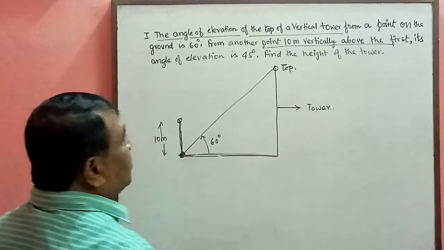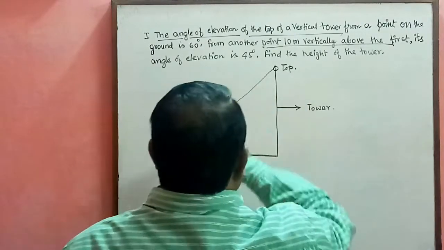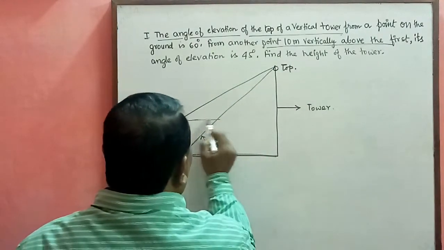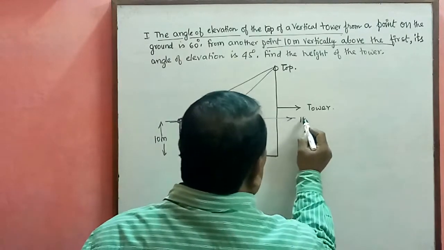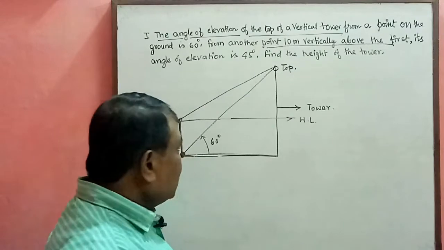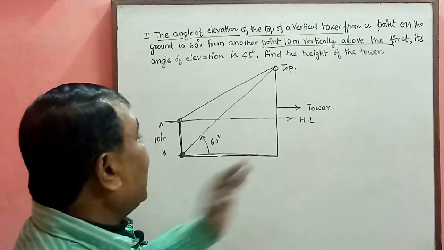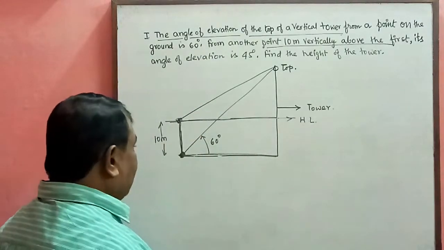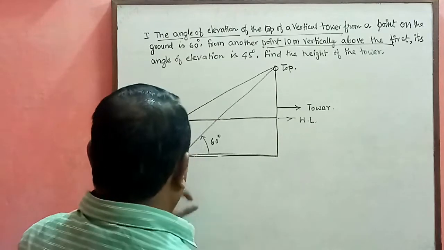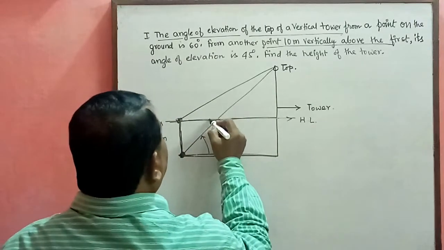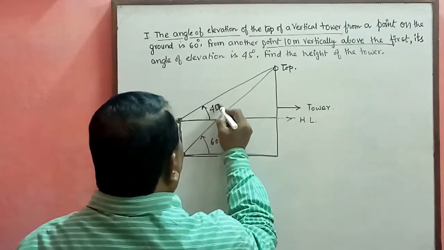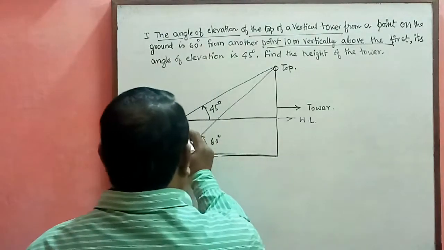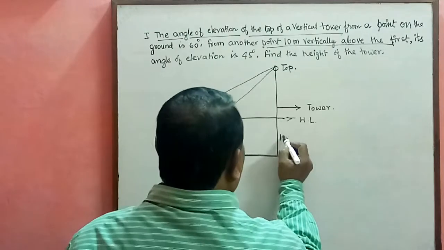This is 10 meter. From the first, its angle of elevation is 45. Again, we are seeing the top. And now this line is parallel to the ground. This is a horizontal line. I told you earlier, the angle must be drawn with the horizontal line. This is the observation point, 10 meter vertically above the first point. Now the angle of elevation is 45 degree. So this is parallel, so definitely this distance is the same, 10 meter.